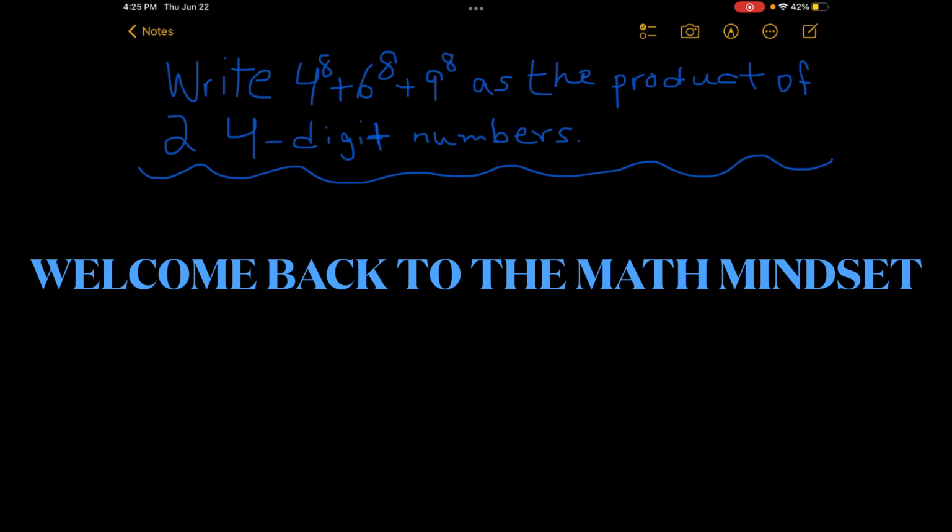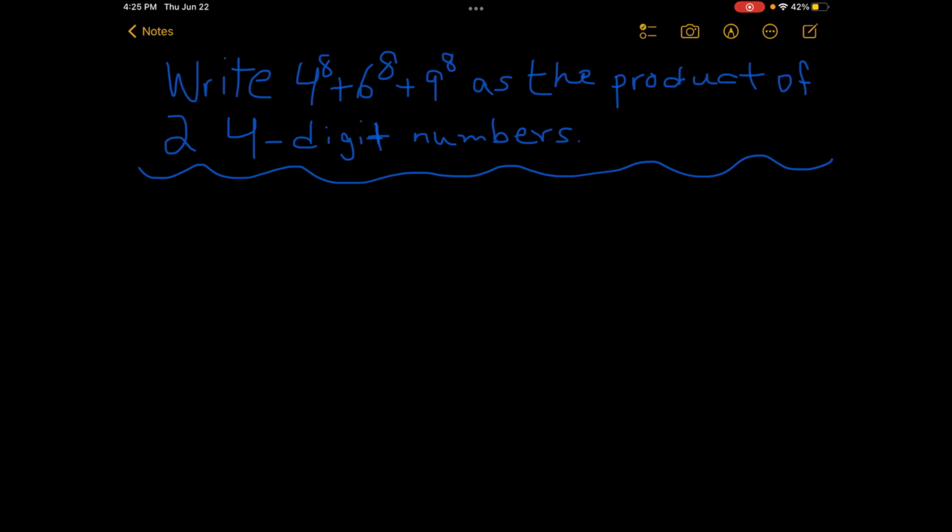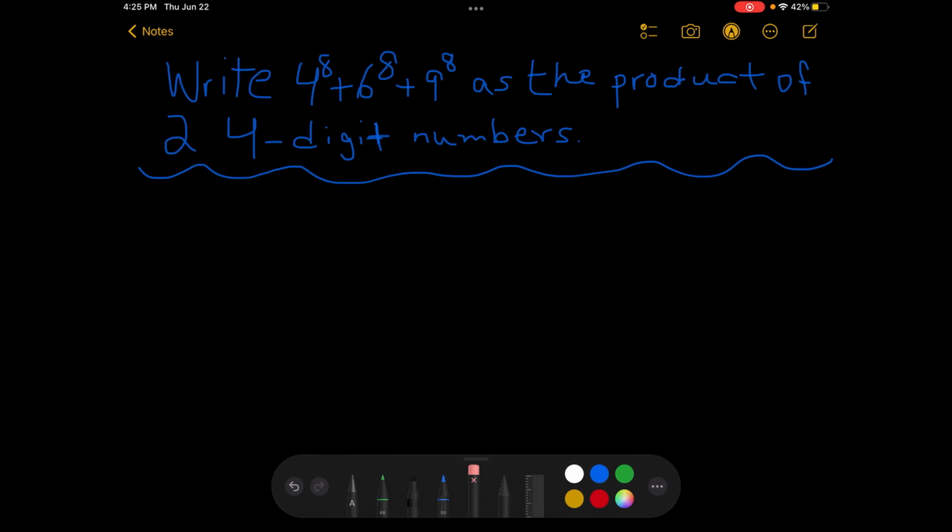Today we'll be looking at a fun number puzzle that goes as follows. Write 4 to the 8th plus 6 to the 8th plus 9 to the 8th as the product of two 4-digit numbers. So let's get straight to it.